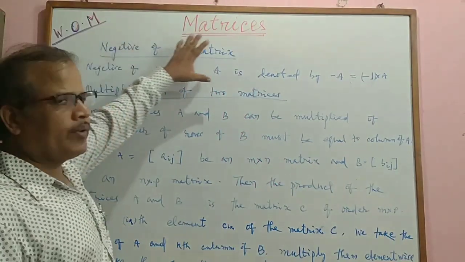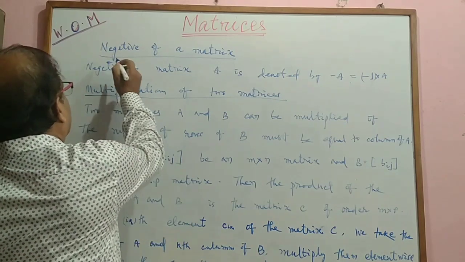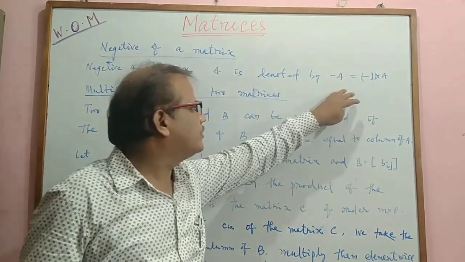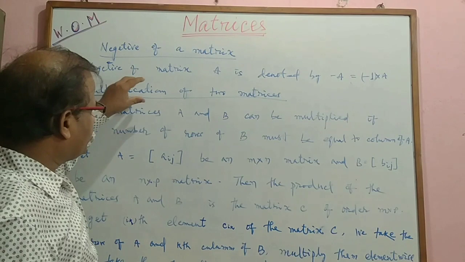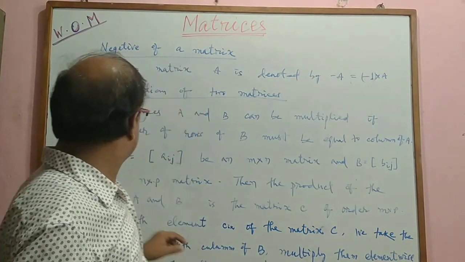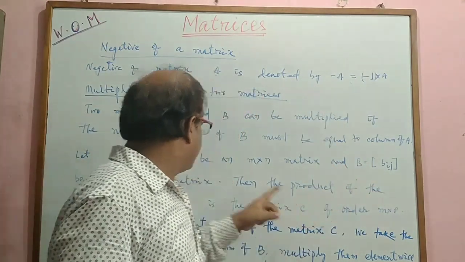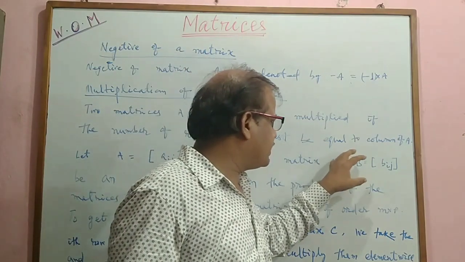Negative of a matrix. The negative of matrix A is denoted by minus A, that is equal to minus 1 into A. Multiplication of two matrices. Two matrices A and B can be multiplied if the number of rows of B is equal to the number of columns of A.